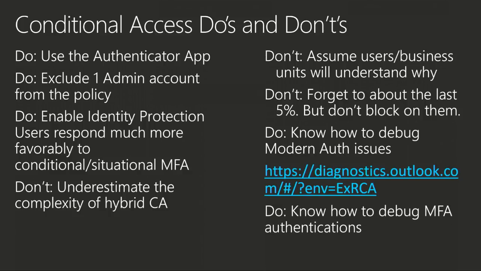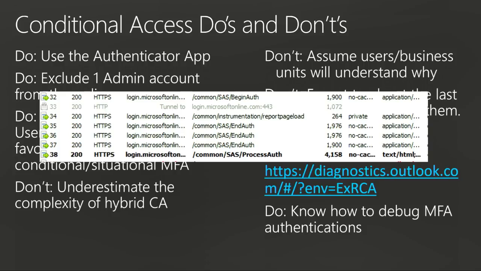And last thing here, also know how to debug your MFA authentications. You're going to get MFA prompts when you thought you shouldn't. You're not going to get MFA prompts when you thought you should. Know how to look for the inside CorpNet claim, or whether it's in the right trusted IP list, and be able to look at a Fiddler trace to show when MFA is starting or not in your trace. Here you can see that the SAS BeginAuth, EndAuth is polling for MFA.